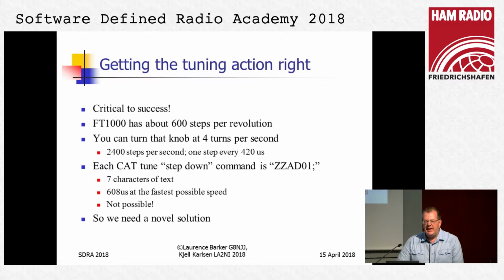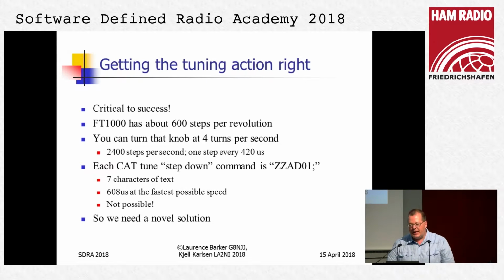The critical thing that we needed to get right was the tuning action. If you remember that FT1000, I regard that as the benchmark, as what my friends want to be able to use. If it doesn't look and feel like the tuning action of that, they won't use it. Well, the FT1000 tuning knob's got 500 or 600 steps per revolution of the tuning knob, so that's 500 or 600 increments of frequency. And it's quite a heavily weighted knob. You can flick that and turn it at about 4 revolutions a second, so somewhere in the vicinity of 2,500 steps per second, and the system keeps up with that.